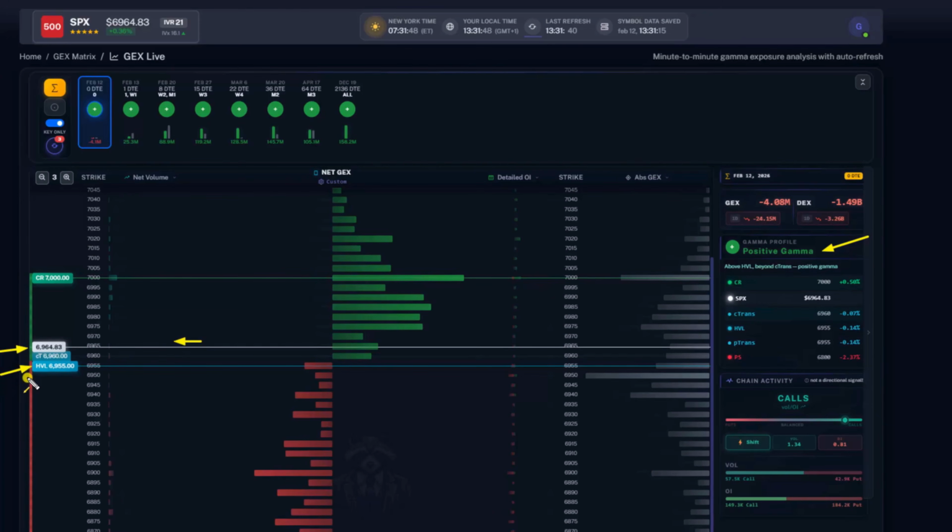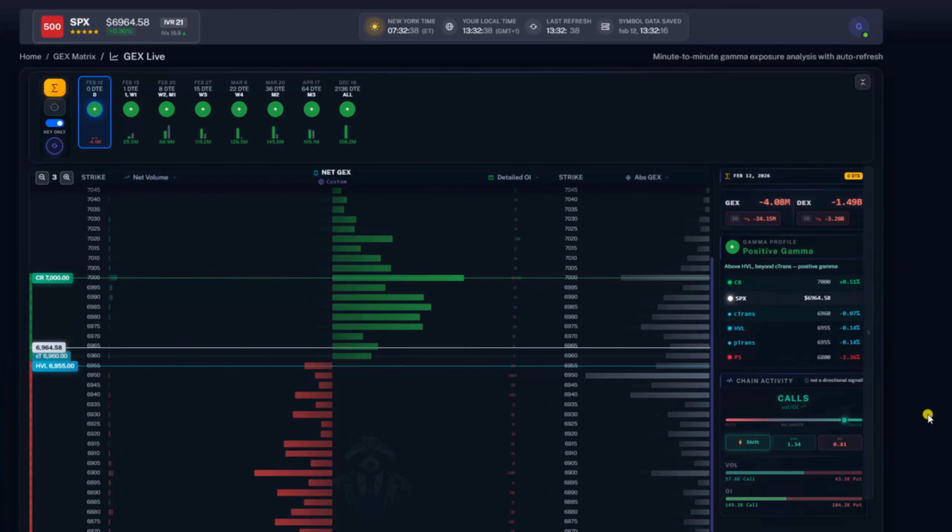When the HVL, the high volatility level, is lower than the current market price, we call it a positive gamma profile. So if the market is above this line, this is a positive gamma profile. If we are below that, this is a negative gamma profile. And if we are inside the put or call transition zone, that's where you will see neutral or transition zone. Here you also see the levels on the horizontal lines, like the CR, the core resistance, the put support, put transition, HVL, core transition, and the current market price.